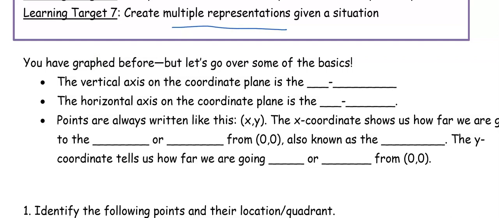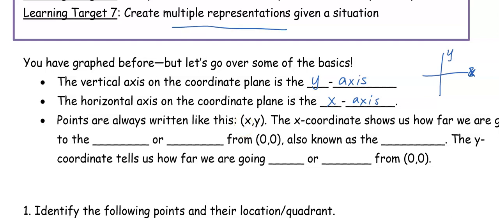So the vertical axis on the coordinate plane is the y-axis. The horizontal axis on the coordinate plane is the x-axis. Okay, so if this is our coordinate plane, this would be the y, this would be the x. Points are always written like this. You always have an x and you always have a y.